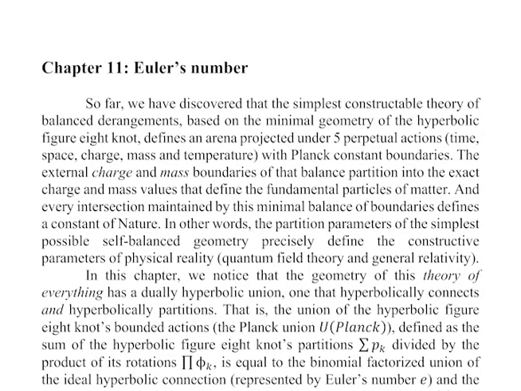Chapter 11. Euler's Number. So far, we have discovered that the simplest constructible theory of balanced arrangements, based on the minimal geometry of the hyperbolic figure eight knot, defines an arena projected under five perpetual actions: time, space, charge, mass, and temperature, with Planck constant boundaries.